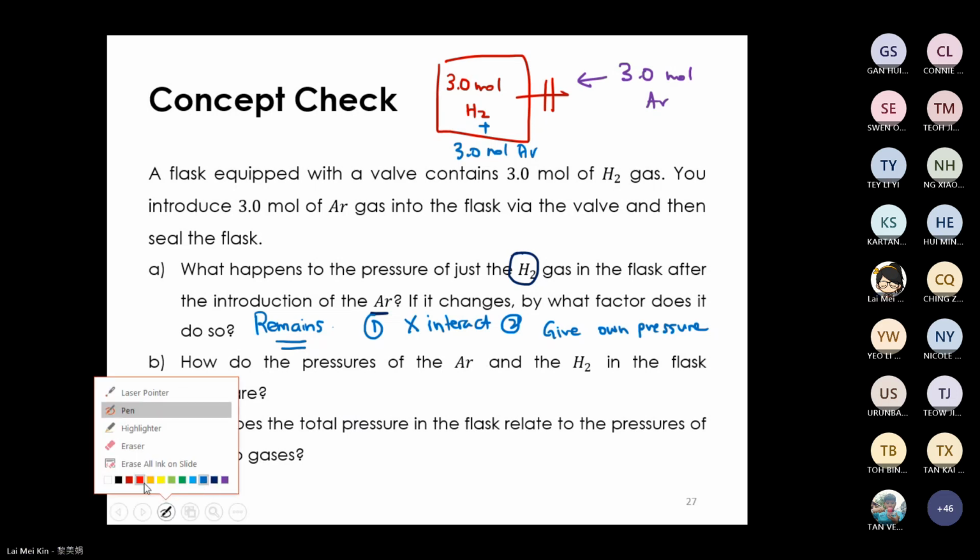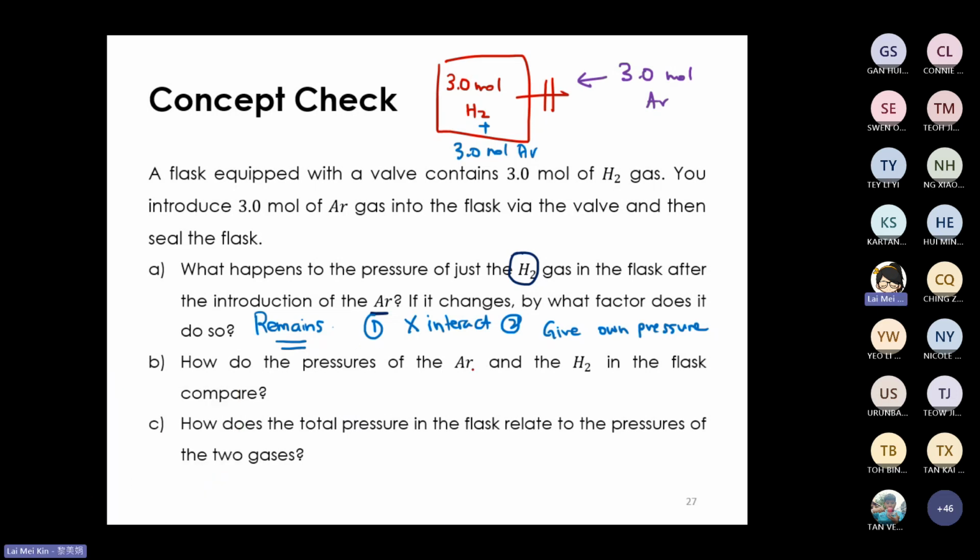Part B. How do the pressure of argon and hydrogen compare? That means compare the pressure of argon and the pressure of hydrogen. Is argon higher than hydrogen, or argon lower than hydrogen, or are they the same? So this time louder. How many will say argon is higher? How many say argon is lower? How many say they are the same?